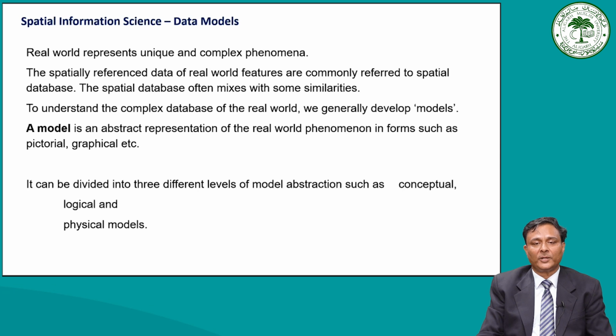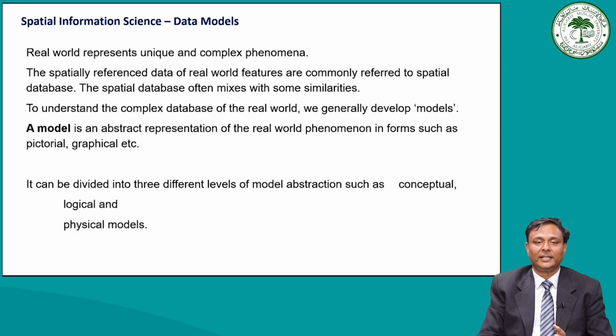So to represent spatial features in spatial information science, we generally use various kinds of data models. There are two types of data models basically. They are namely vector and raster data models. As you are aware, our real world is complex, but it is very interesting how this real world complexity can be represented in spatial form, more importantly in digital form.